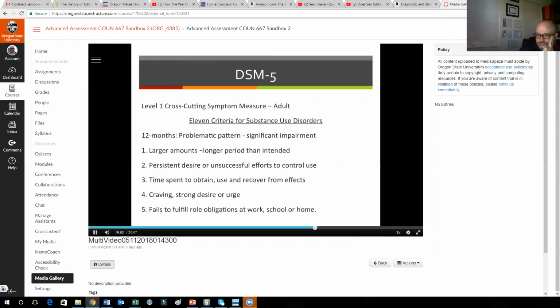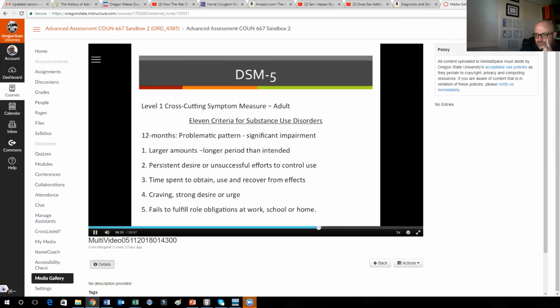So a measure that's used as a screening tool is, on the APA website, the level 1 cross-cutting symptom measure. There's both an adult measure and then also, for younger clients, there are other assessment measures.